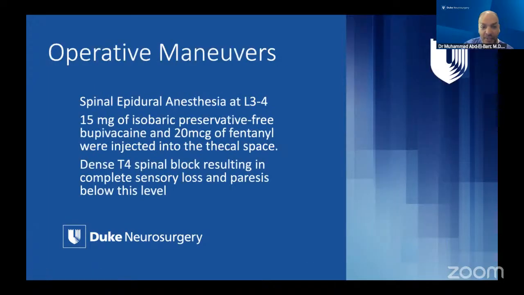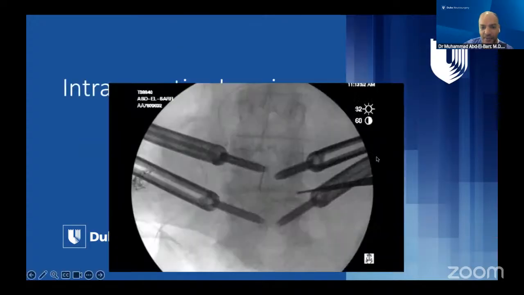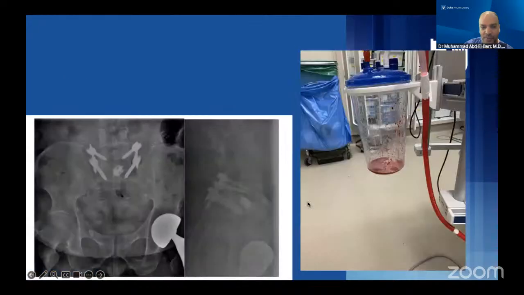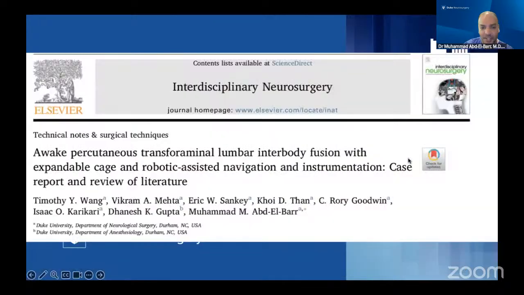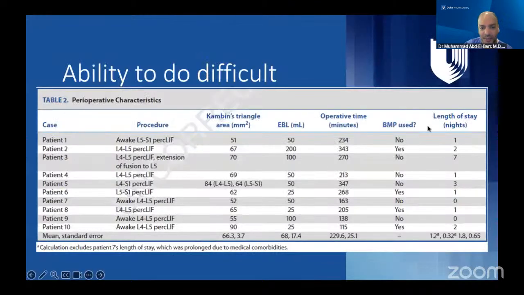We did this under spinal anesthesia. We borrowed this from our awake craniotomy colleagues. Here we put the screws, and here we are getting into Kambin's triangle using the robot. You can see here this was done with minimal blood loss, and the patient can go home the same day. We wrote up the case report, and now we have a case series of these patients. You can see here we are measuring Kambin's triangle. The blood loss is less than 100 cc's, and many of these patients go home the same day.